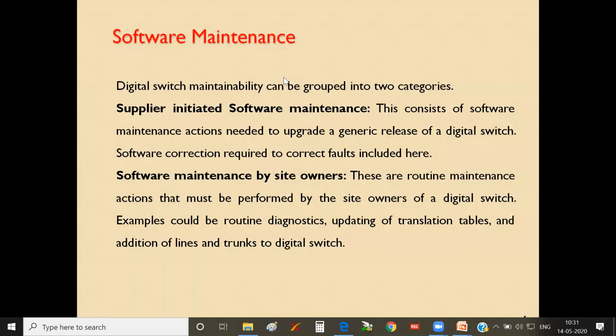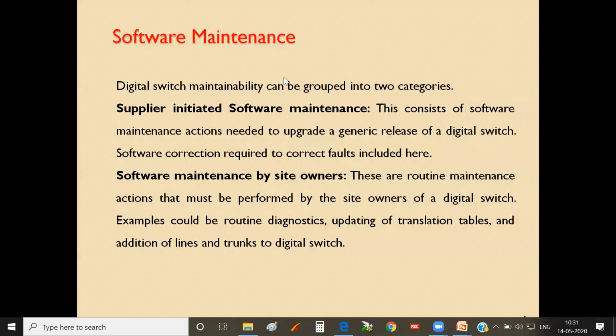Day by day activities have to be performed with that particular module by the site owners of a switch, which includes routine diagnostics, updating of translation tables, and addition of lines and trunks to the digital switch. Day-to-day activities have to be followed in this method. For what purpose? Routine diagnostics. So how many lines are available today? If more subscribers are there, then I need to add lines to provide service to the subscribers.